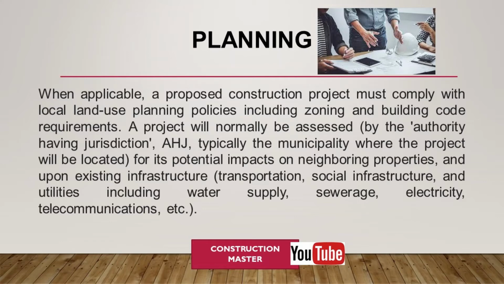Planning. When applicable, a proposed construction project must comply with local land use planning policies including zoning and building code requirements. A project will normally be assessed by the authority having jurisdiction, AHJ, typically the municipality where the project will be located, for its potential impacts on neighboring properties, and upon existing infrastructure, transportation, social infrastructure, and utilities including water supply, sewerage, electricity, telecommunications, etc.